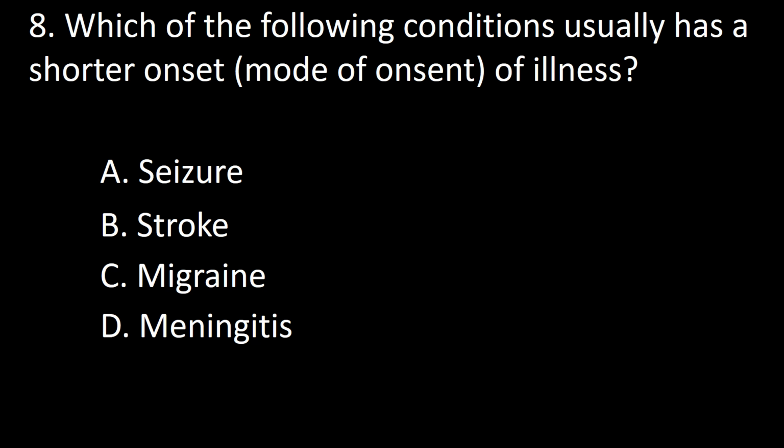Next question. Which of the following conditions usually has a shorter onset of illness? A. Seizure, B. Stroke, C. Migraine, D. Meningitis. In the process of answering this question, I will provide you with some examples that reflect the benefit of defining onset of illness as we have just done.